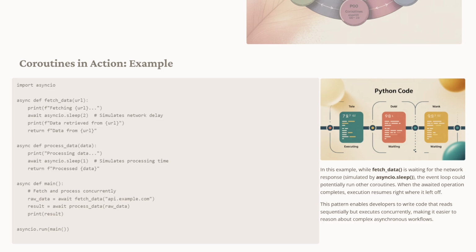In this actual example, the fetch data is awaiting for the network response, which is simulated by the asyncio.sleep function. The event loop could potentially run other coroutines, and when the awaited operation completes, execution resumes right where it left off. And this pattern enables developers to write code that reads sequentially but executes concurrently, making it easier to reason about complex asynchronous workflows.